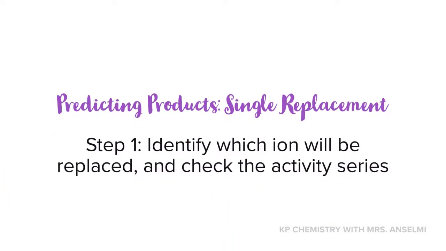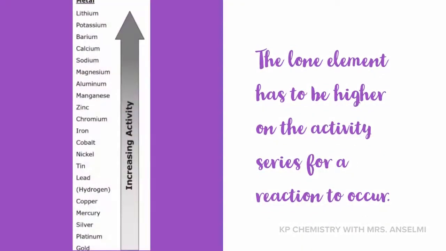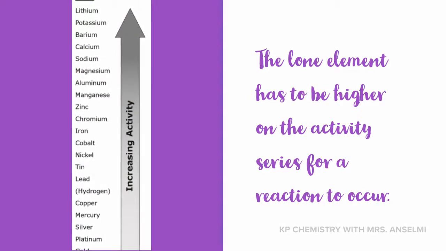When predicting the products for a single replacement reaction, first decide whether your single element is a metal or a nonmetal. If it's a metal, it will become the new cation in your product. If it's a nonmetal, it'll become the new anion in your product. Then check the activity series to make sure that the single element is more active than the cation or anion it's trying to replace.